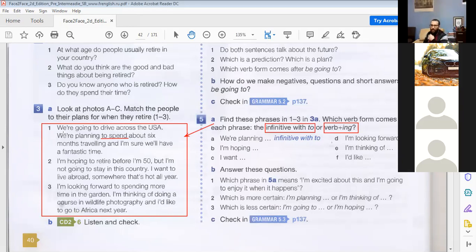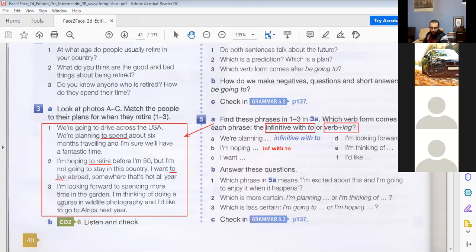All right. Now, next one, I'm hoping. Infinitive. Again, that's correct. Infinitive with to. Because in the sentence, Derek said, I'm hoping to retire. So this means infinitive with to. All right, what about the next one? I want. Infinitive to. Again, the same thing, right? Infinitive with to. And you can see it here. I want to live abroad.